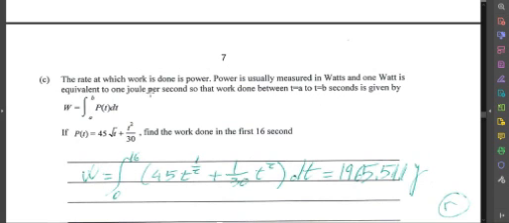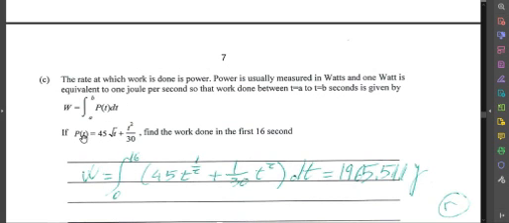The rate at which work is done is power. Power is usually measured in watts, and 1 watt is equivalent to 1 joule per second. So the work done between t equals A and t equals B seconds is given by: work is equal to the integral from A to B of P of t dt.